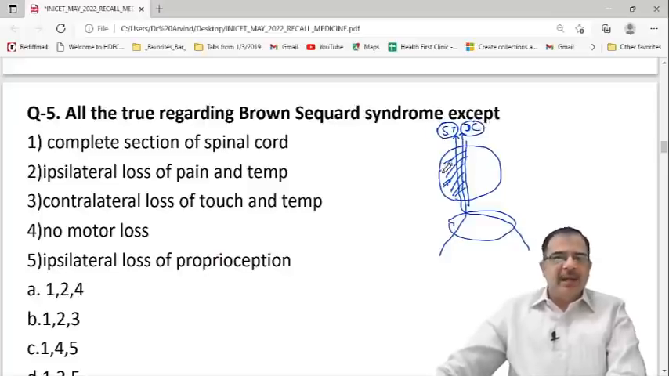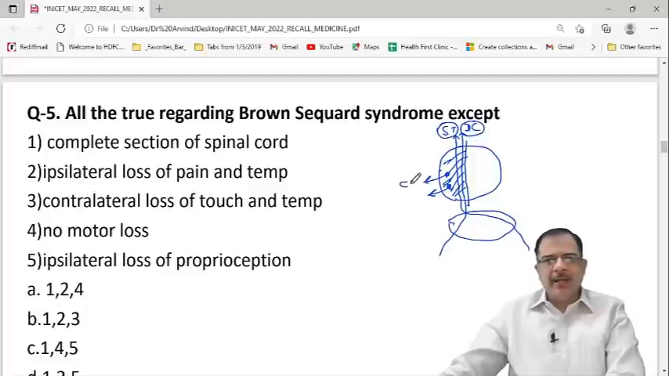The spinothalamic tract, we all know, carries pain, touch, and temperature, and the dorsal column carries vibration and position sense. As well, there are the lower motor neuron fibers of the particular area, like the upper limb or maybe lower limbs. These are the corticospinal tract fibers, or pyramidal fibers, and they are located here. So if there is a hemisection, you can understand what will be affected.